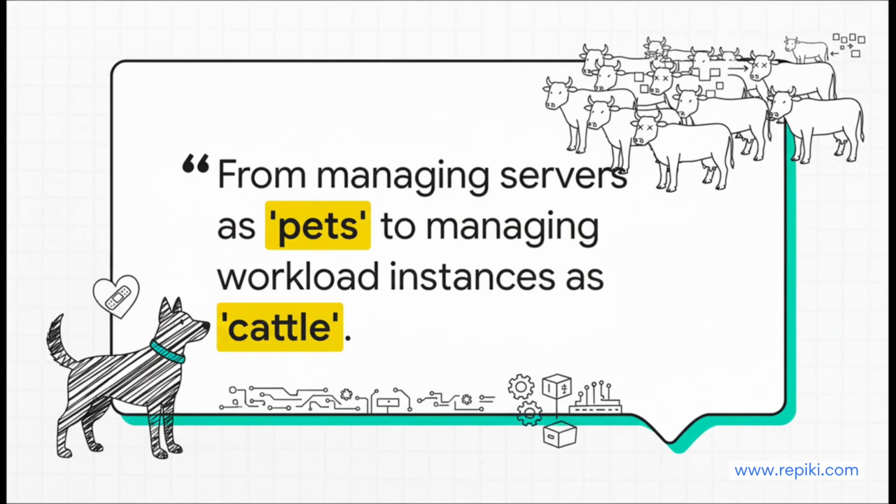To really get what's happening in modern operations, you have to get your head around this pets versus cattle analogy. Back in the day, we treated our servers like beloved pets. We gave them names, we nursed them back to health when they got sick. Not anymore. Today, containers are cattle. They're numerous, they're identical, and most importantly, they're replaceable. If one has a problem, you don't waste time fixing it, you just get a new one. This isn't just a small technical tweak, it's a complete revolution in how we think about operations.